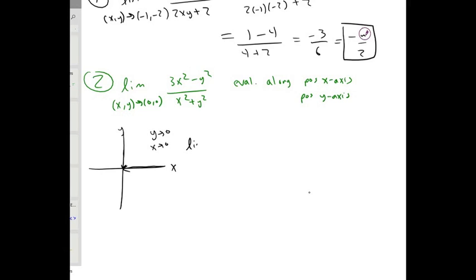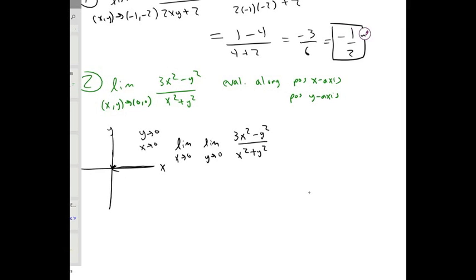So the limit as y approaches 0 is going to be on the inside, and the limit as x approaches 0 is going to be on the outside. This is of (3x squared minus y squared) over (x squared plus y squared). So if we let y approach 0 first, we're going to have the limit as x approaches 0 out here. So we're going to have 3x squared minus 0, which is just 3x squared, over x squared plus 0, which is just x squared. The x squareds will cancel, and our answer will be 3.